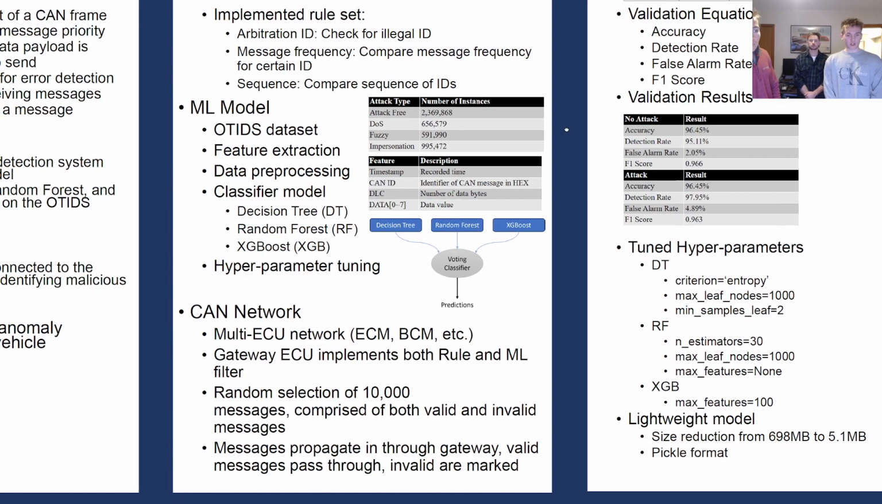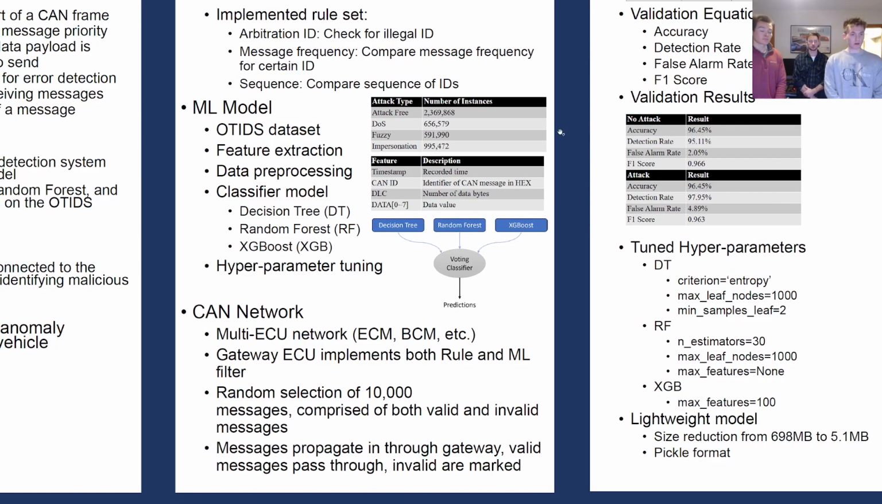So lastly, we have the actual CAN network to simulate the CAN environment, since we weren't able to get into an actual vehicle. In the CAN network, you're going to have quite a few ECUs, and in our system we also have a gateway. So this is going to have the engine control module, body control module, and also a TCM, or transmission control module, in addition to the gateway.